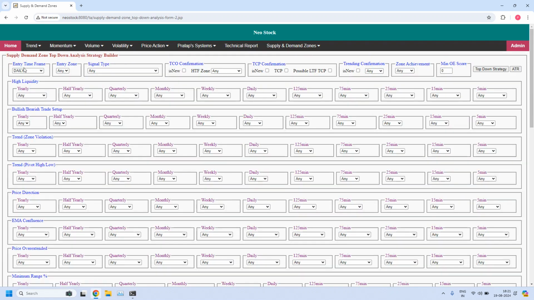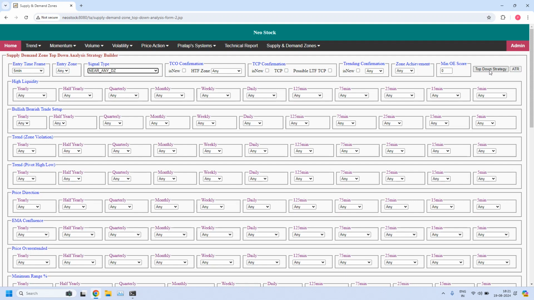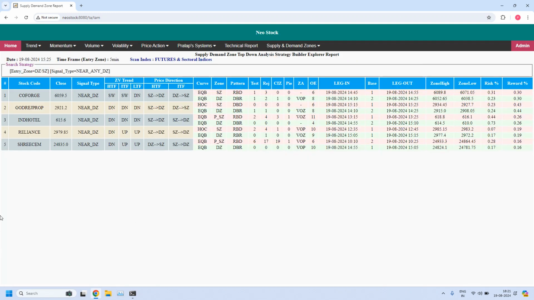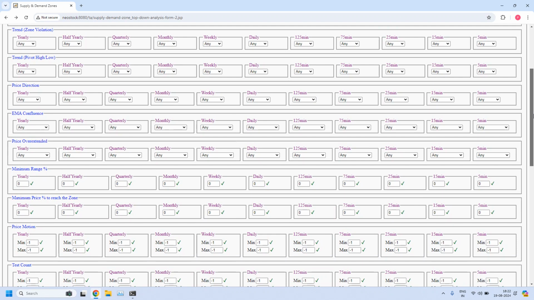Okay, the next time frame is 5 minutes. Let us find the stocks near the 5 minutes demand zone. 5 stocks are filtered. These 5 stocks are near the 5 minutes demand zone. So let us verify how many of these 5 minute zones are having confluence with the 15 minutes time frame. That is ITF confluence, demand zone confluence with ITF.